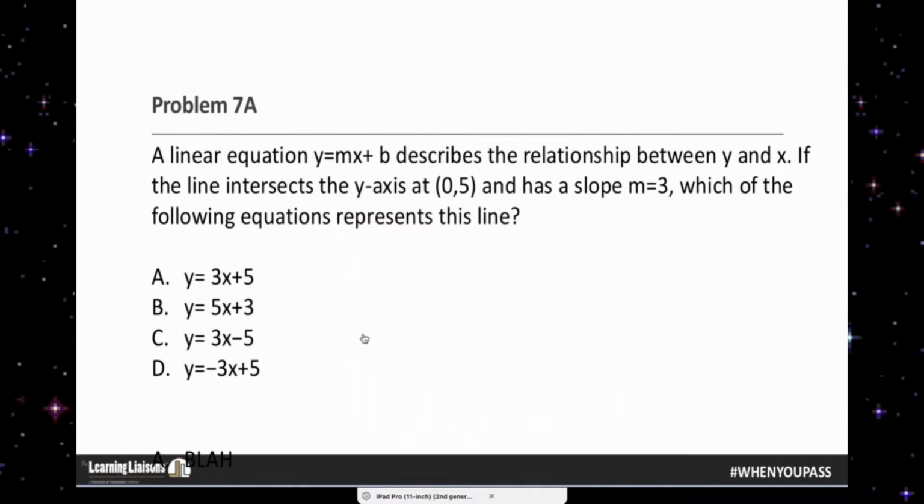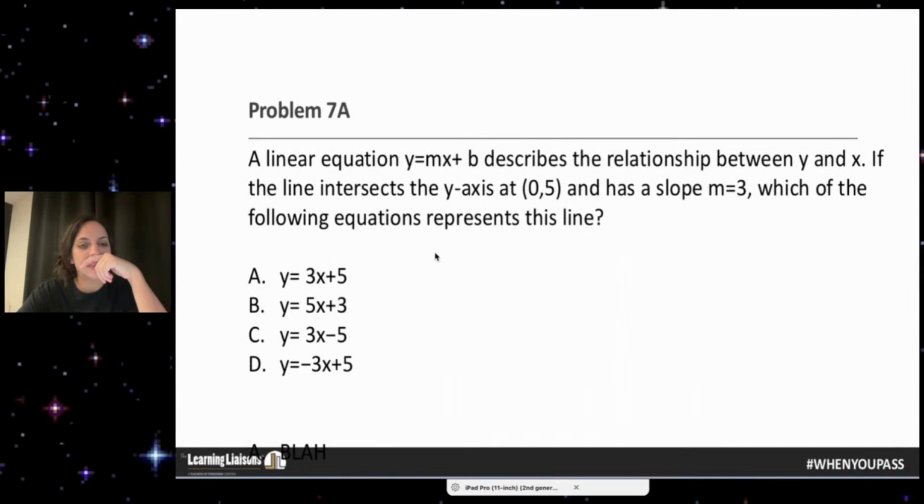A linear equation, y equals mx plus b, describes the relationship between y and x. If the line intersects the y-axis at (0, 5) and has a slope m equals 3, which of the following equations represents this line? Which of the following equations represents this line?